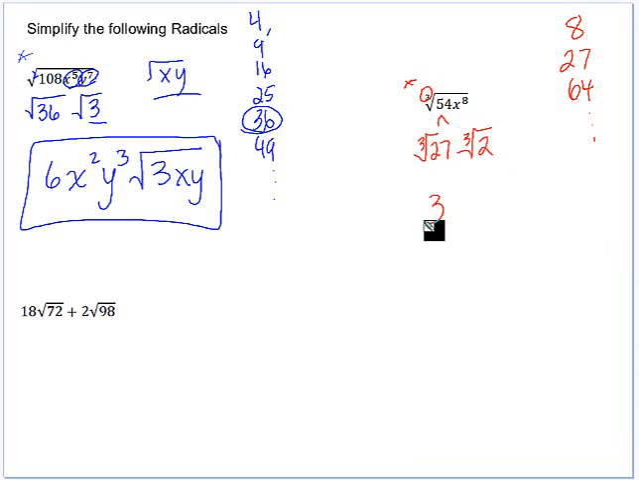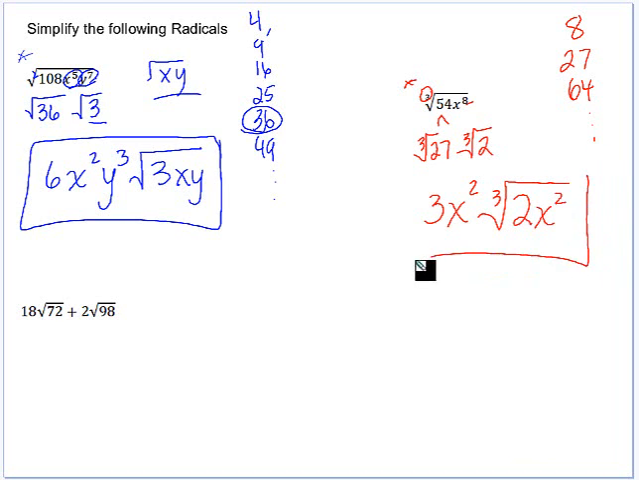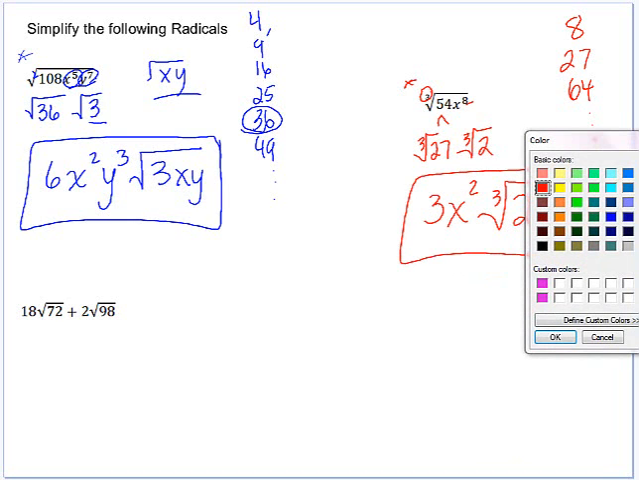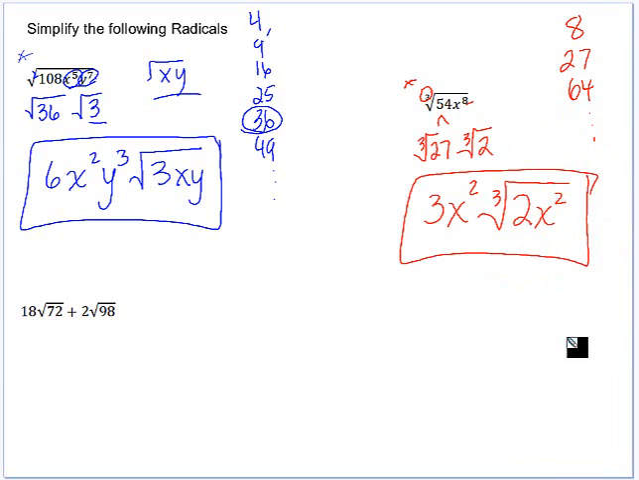When we look at our variables, 3 goes into 8 twice, so x squared. And then we are left with the cubed root of 2, and we had 2 leftover x's, so x squared. So this is 3x squared times the cubed root of 2x squared. And once again, this x squared here was because 3 went into 8 twice, and we had 2 left over.